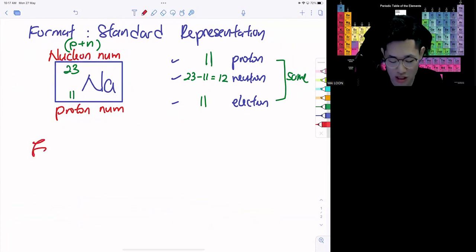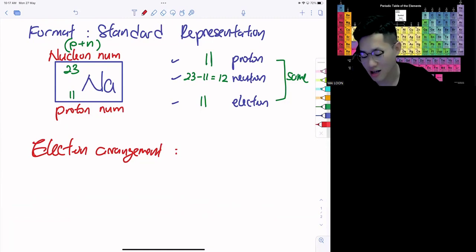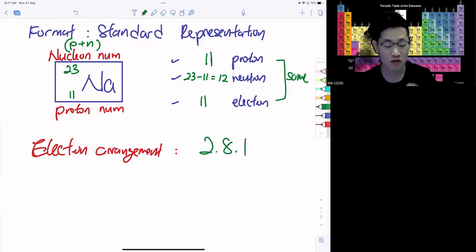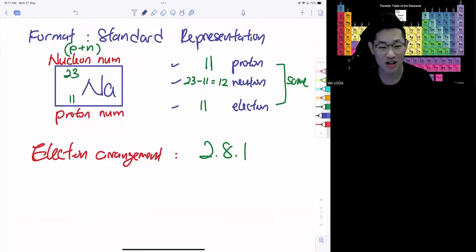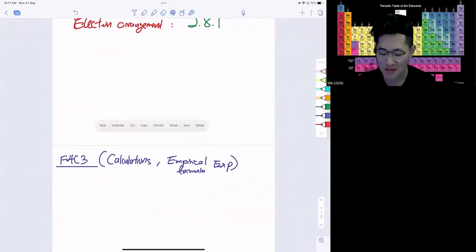What's the electron arrangement? Okay, good. Everybody can tell that it's 2, 8, 1. If you don't know how to get electron arrangement, please let me know. Okay, you all know, right? Good. Now there's something very important I want to mention. If cannot, then GG. Almost June already, and you still don't know what electron arrangement is, really GG.